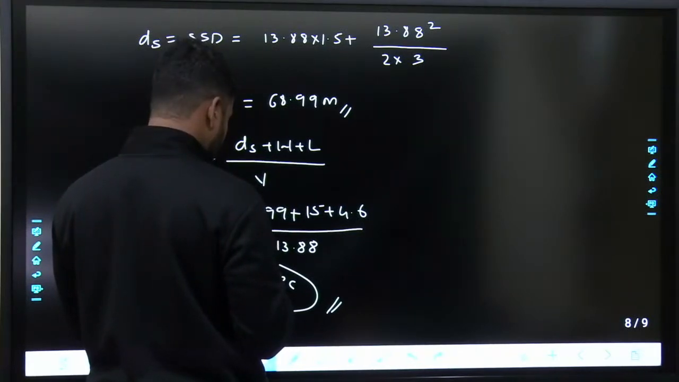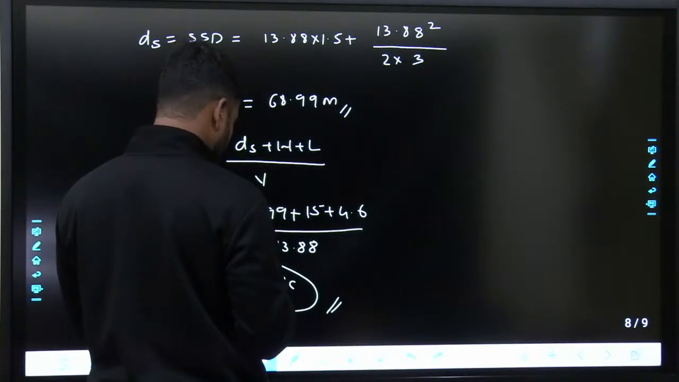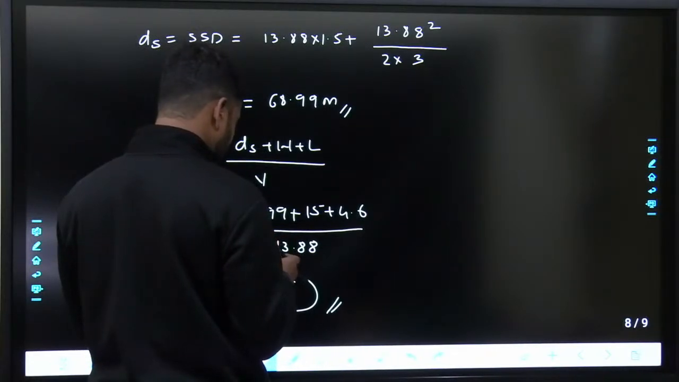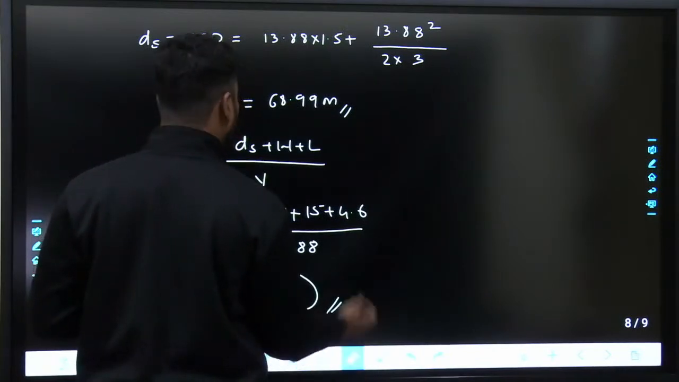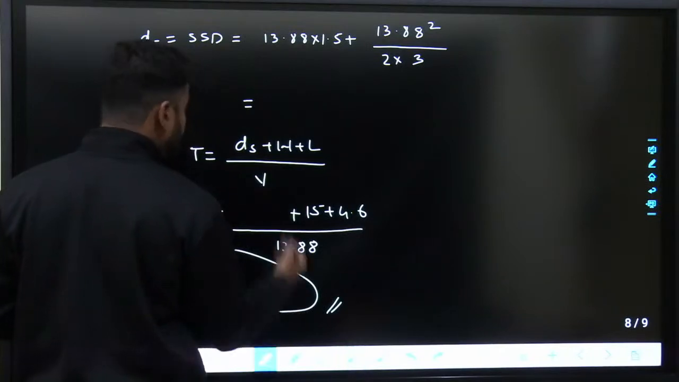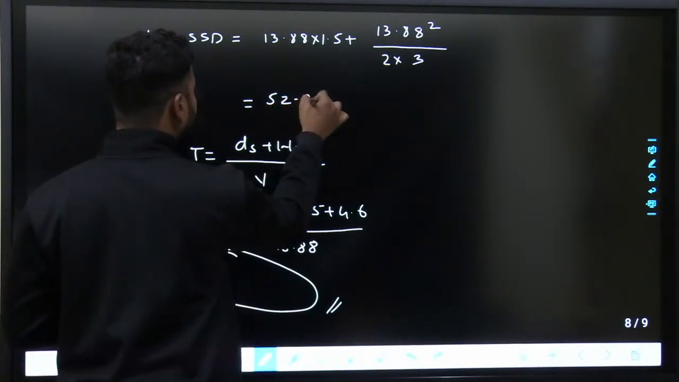$13.88 multiplied with 1.5 plus 13.88 square divided by 6, that gives 52.93. Calculation mistakes, don't repeat these calculation mistakes.